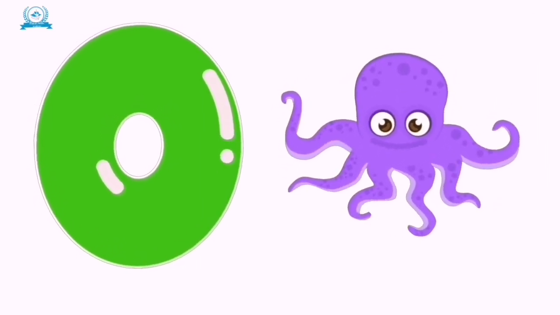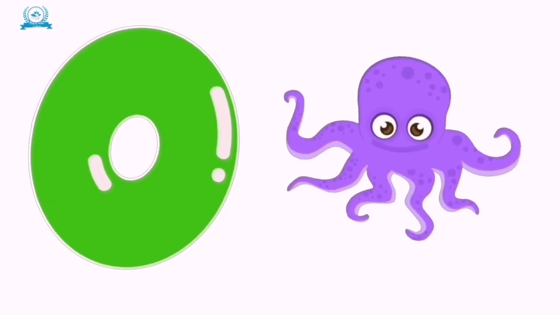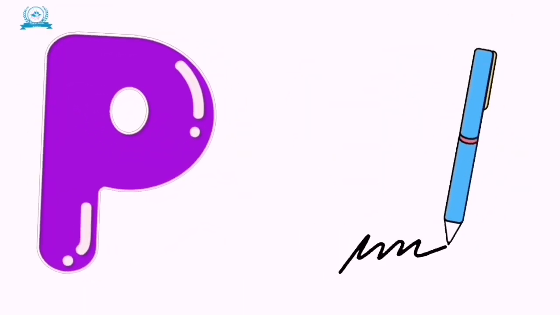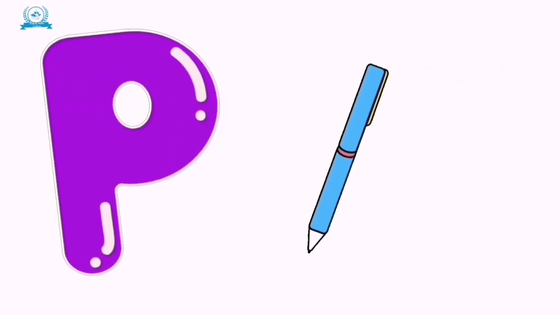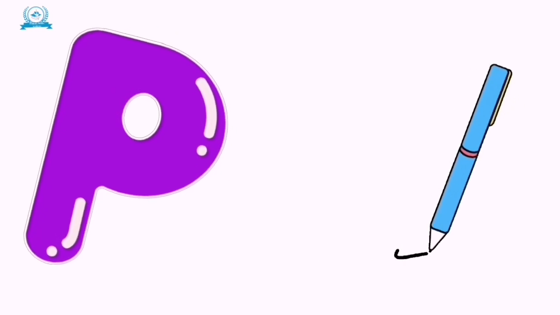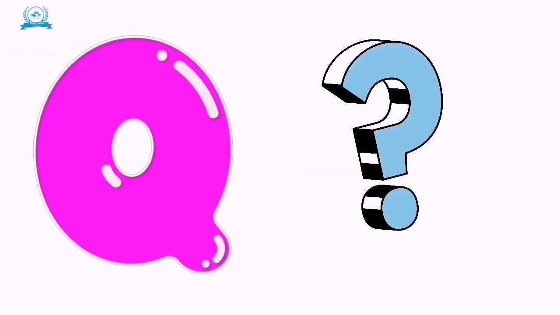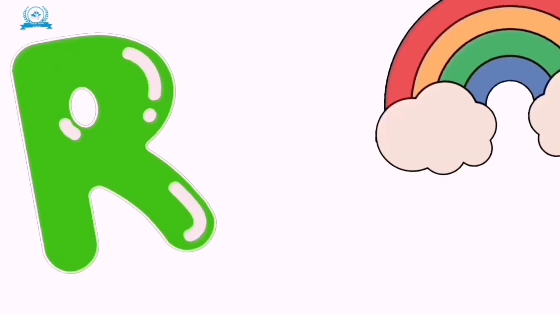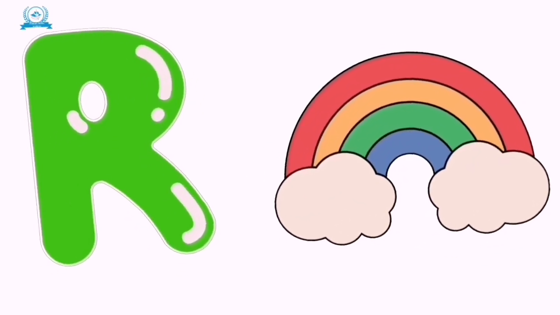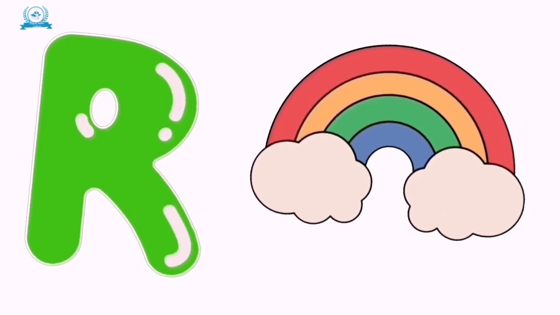O for octopus. P for pen. Q for question. R for rainbow.